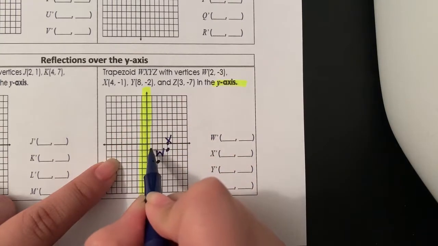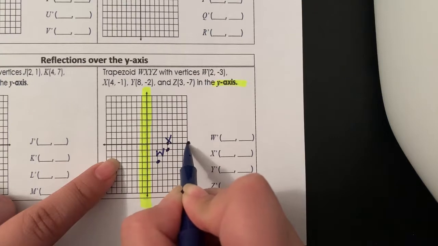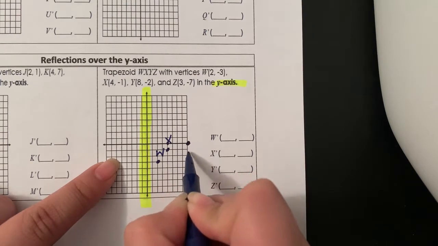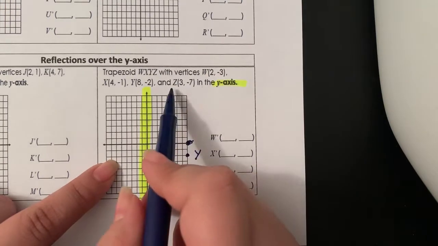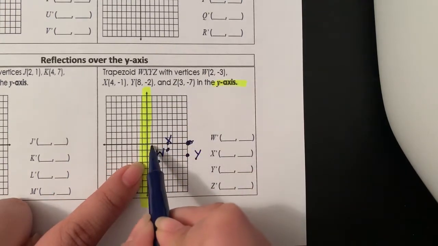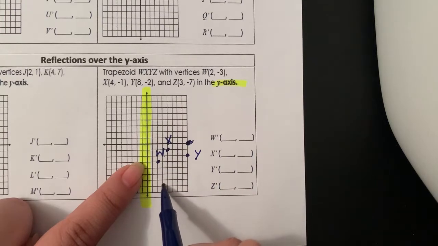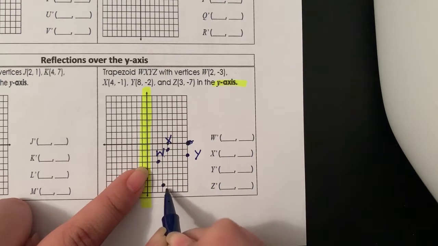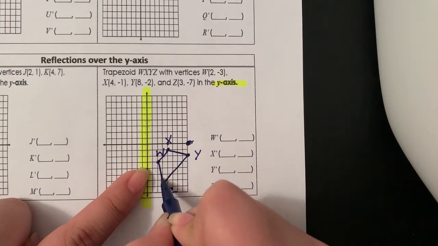Y is 8, negative 2. So 1, 2, 3, 4, 5, 6, 7, 8. Oh, negative 2, excuse me. That's Y. And Z is at 3, negative 7. So 1, 2, 3, then 1, 2, 3, 4, 5, 6, 7. That is Z. And there's our trapezoid.